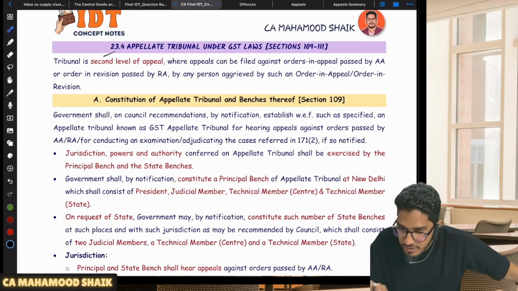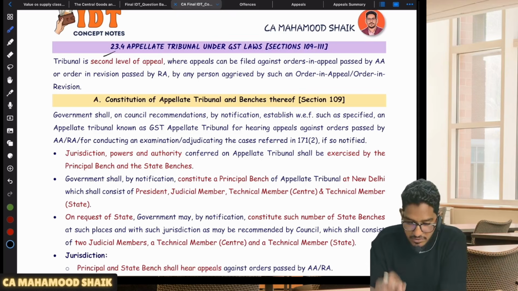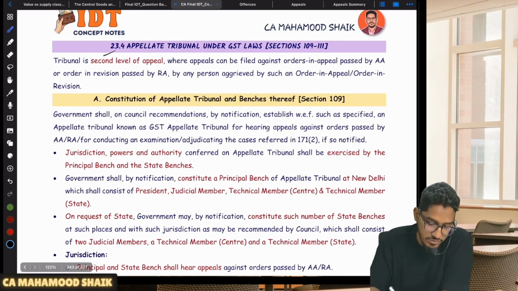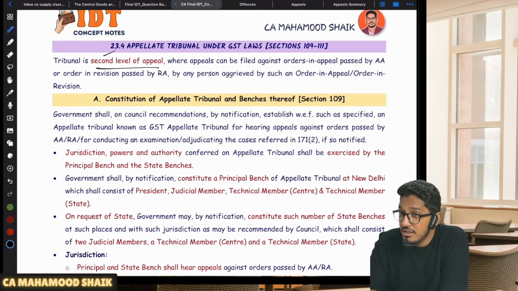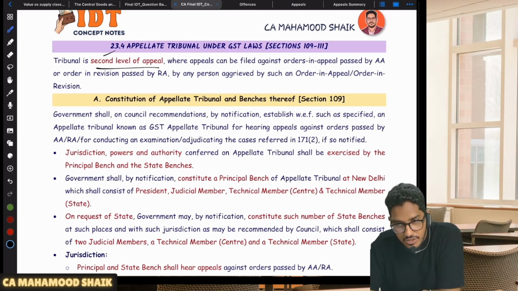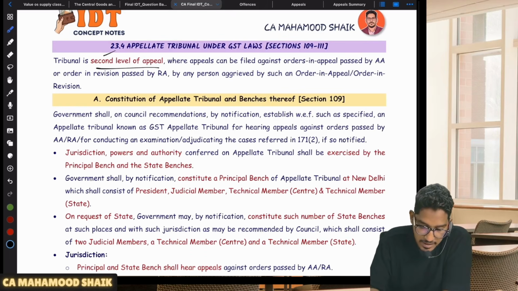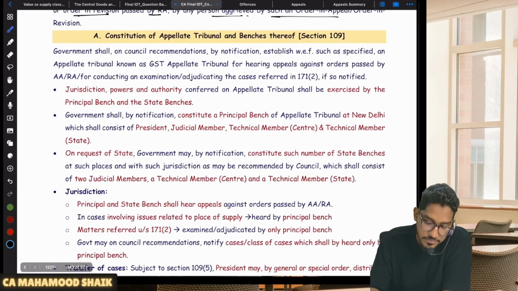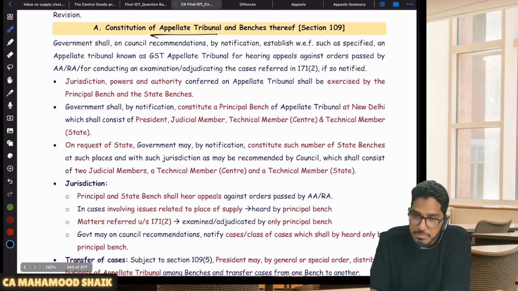So quickly we'll try to read it, though it is not that important from the examination perspective: just its constitution, who will be members, and what they will do. The tribunal is a second level appeal. What is the first level appeal? The appellate authority is the first level appeal. The tribunal is the second level appeal, where appeals can be filed against orders in appeal passed by the appellate authority and orders in revision passed by the revision authority, by any person aggrieved by such an order. Constitution of appellate tribunal and benches.